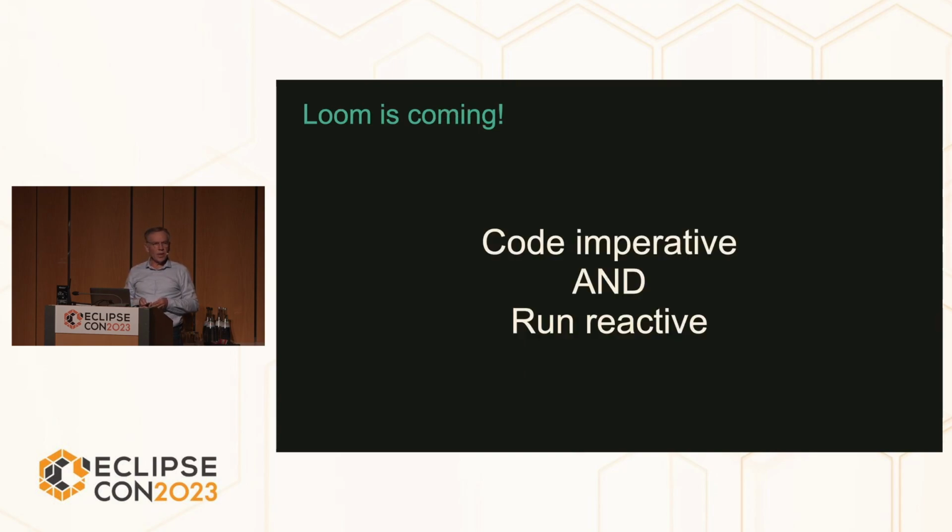Luckily, Luke is coming with a very appealing proposal. We can code imperative as simple as possible and run reactive as efficient as possible. How is that possible?